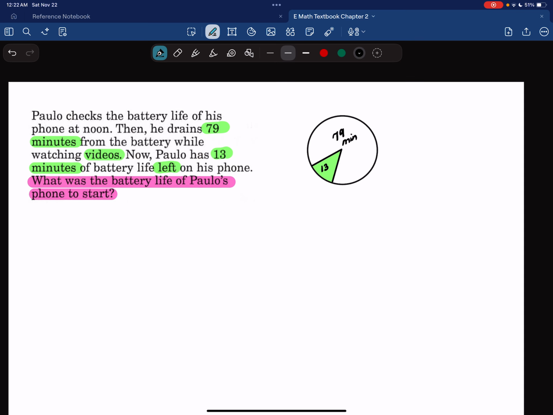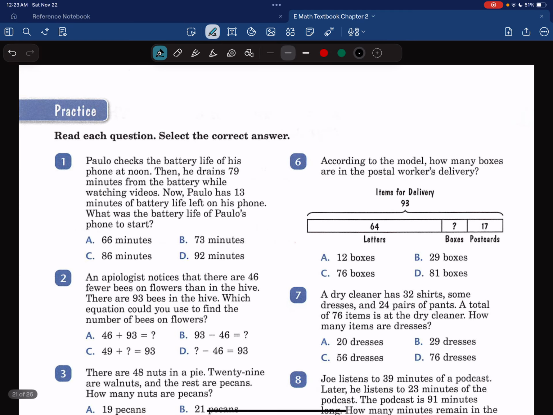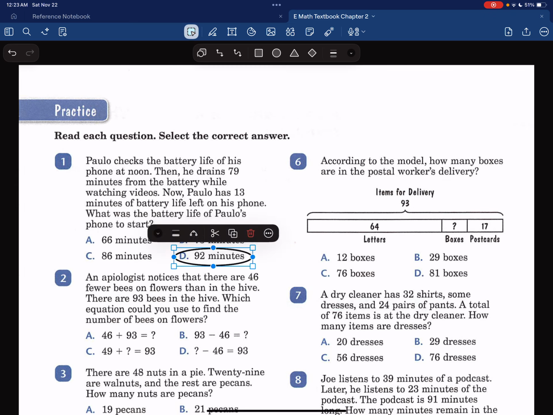So to start, Paulo had 92 minutes total to start. So I would go with answer D as in dog. Ooh, I don't like that.